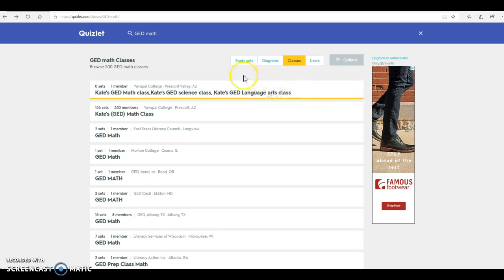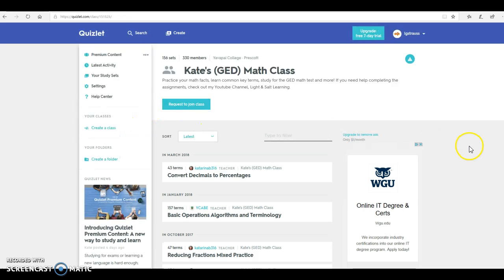So again, this is something that gives the students multiple different options that they can explore. They can request to join certain classes. Like I said, I'm hoping that we can utilize this as a collaborative tool. That's what I'd like to work on the next couple of weeks.